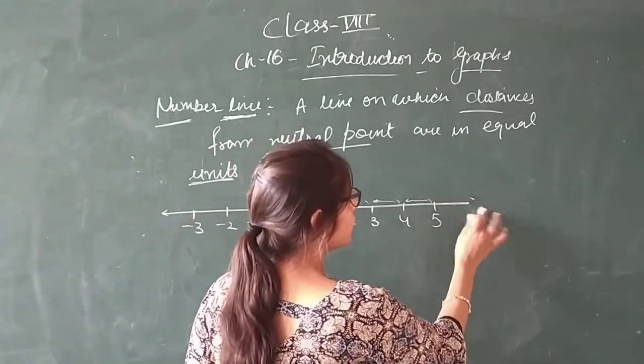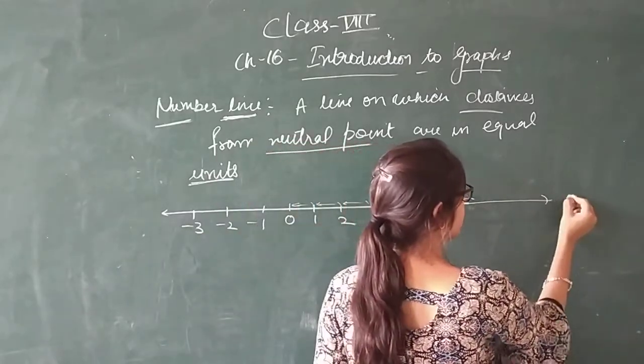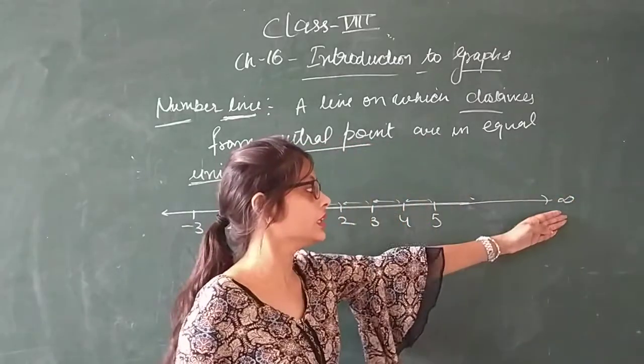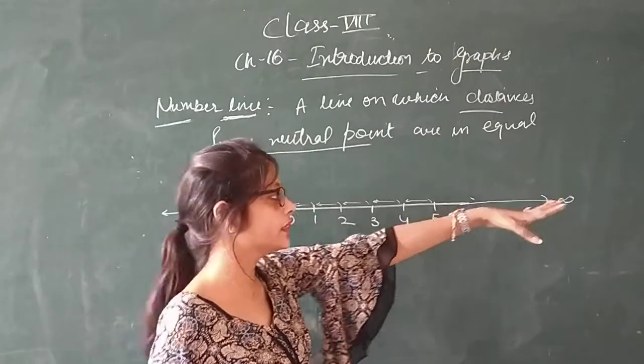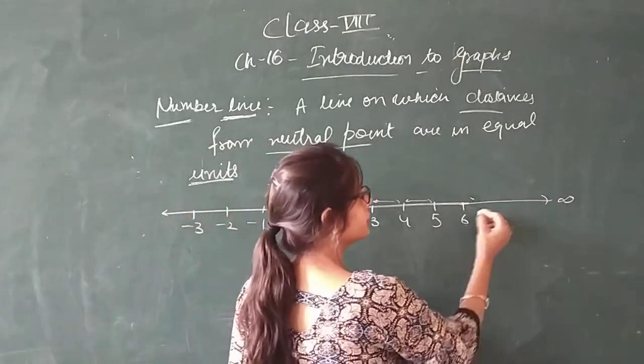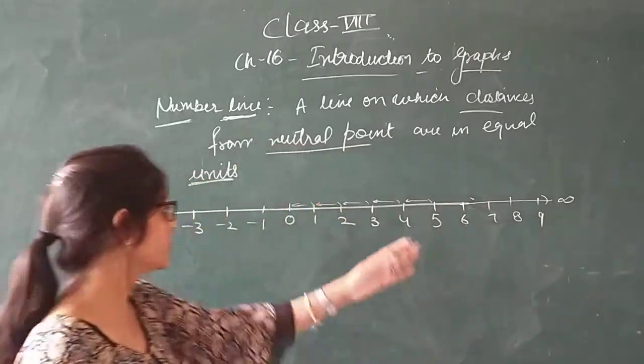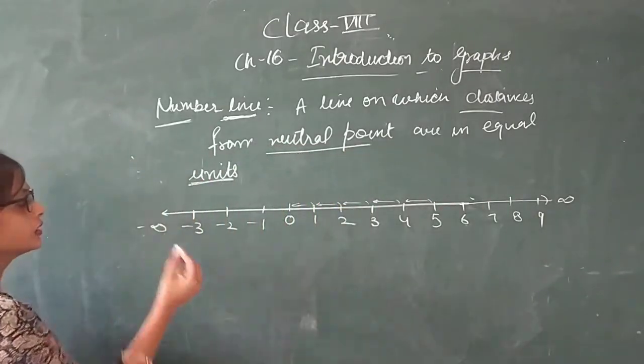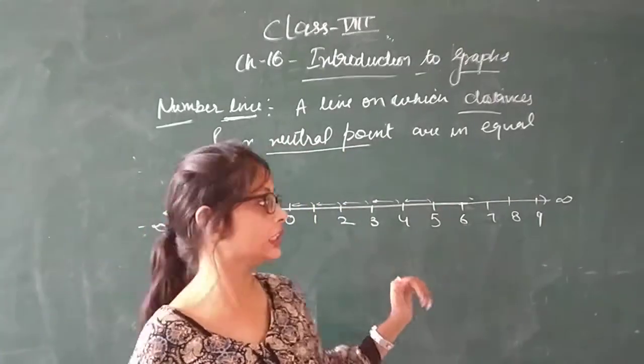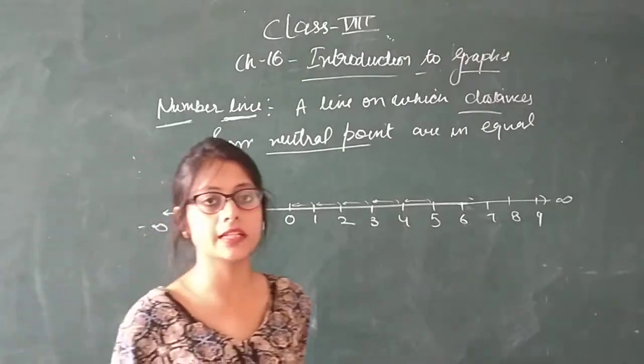It will go up to infinity. Infinity means the numbers go on, the counting will go on. On the right side there is infinity, and on the left side there will be minus infinity. So this is a number line.